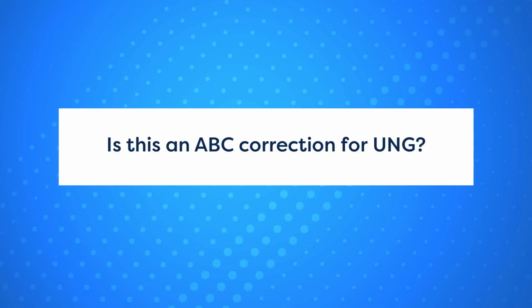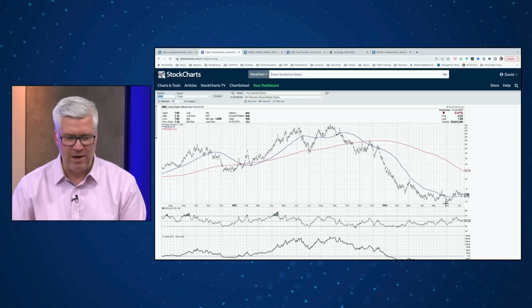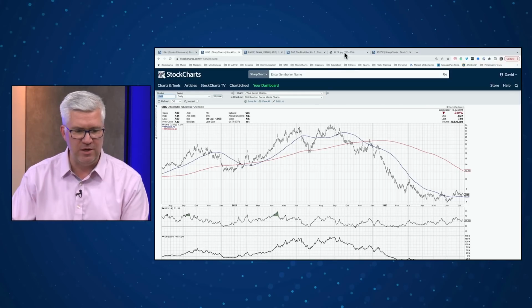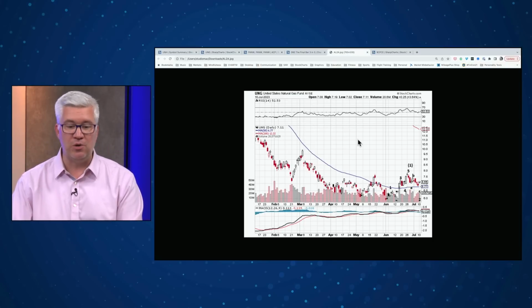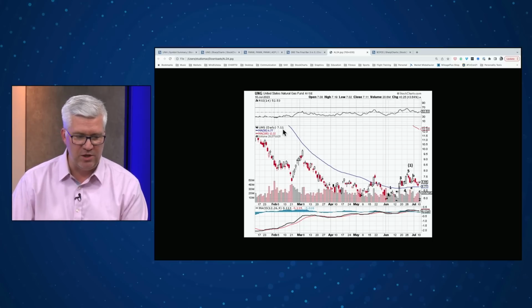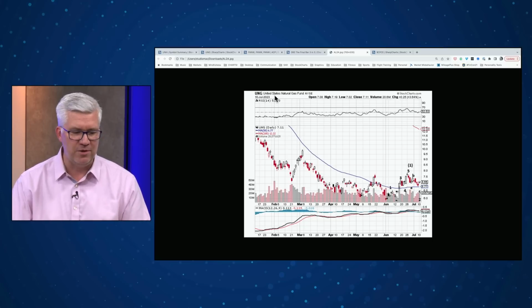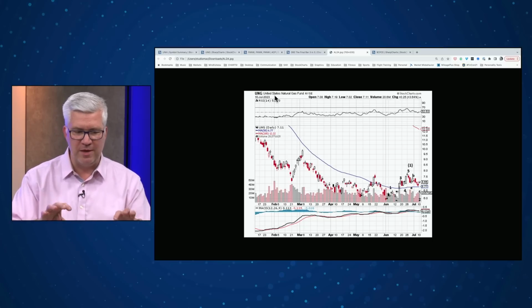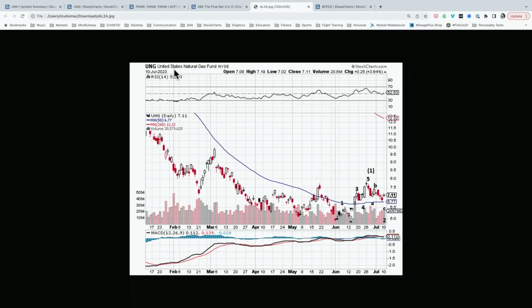An ABC correction for UNG, and you were talking about it in a little bit different time frame. And actually, I think you sent a question. Yeah, you sent this chart along with you, and thanks for sending that. So this is your chart looking at the UNG. That's the natural gas fund. You can look at natural gas futures, but I think the UNG is a pretty good way of approximating that value in a pretty liquid instrument and one that trades essentially like an equity.